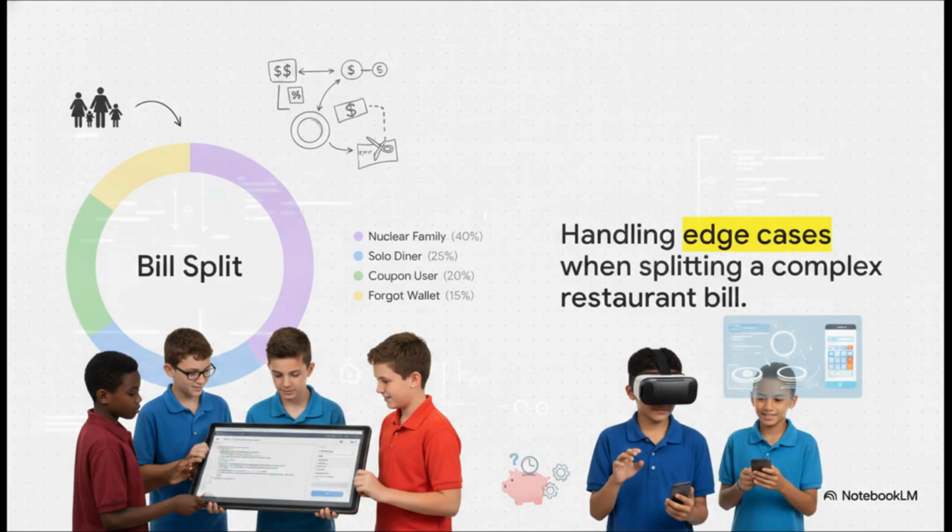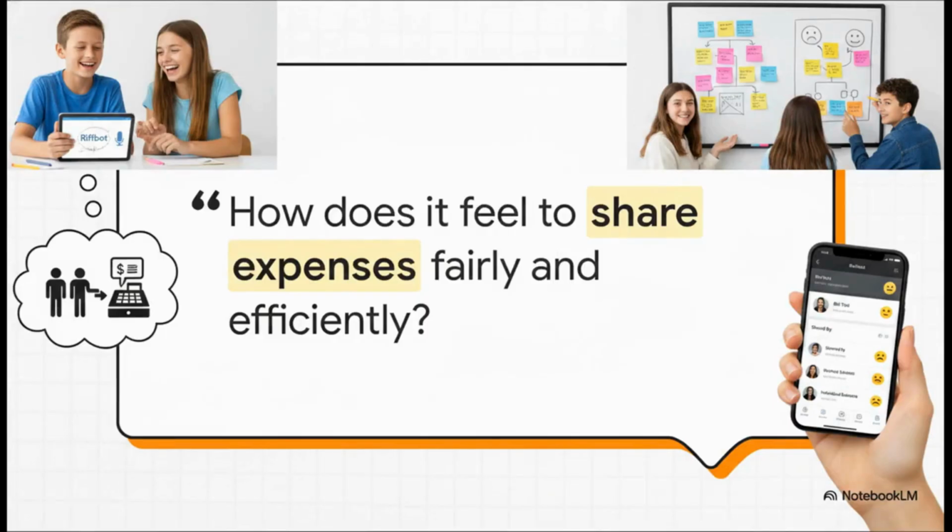It was this beautiful mathematical puzzle, but before we wrote a single line of code, we really had to stop and think about the human element of all this. We used a voice-to-text tool called RiffBot to reflect and ask ourselves, how does it actually feel to share expenses fairly? What could help make this whole process smoother? Because here's the thing we learned pretty fast. Technology that lacks empathy usually fails.